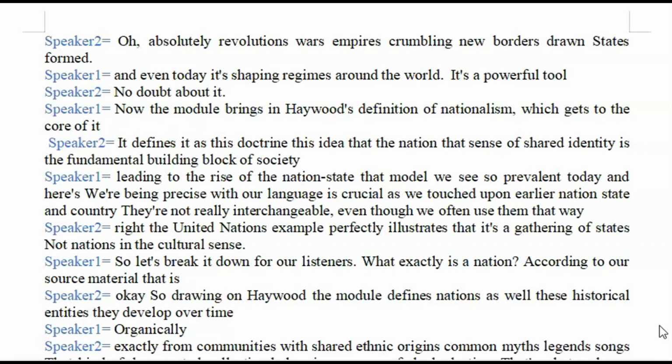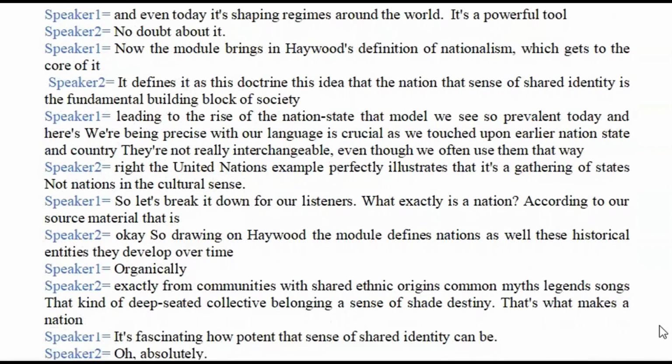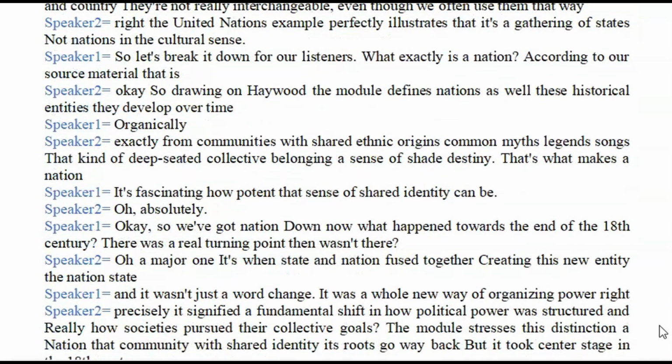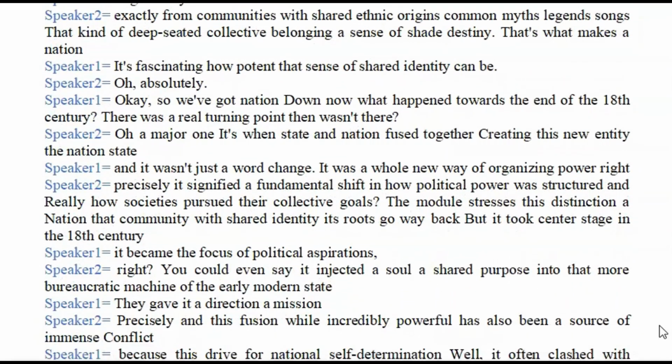So let's break it down for our listeners. What exactly is a nation? According to our source material, that is. Okay, so drawing on Heywood, the module defines nations as these historical entities. They develop over time. Organically. Exactly, from communities with shared ethnic origins, common myths, legends, songs, that kind of deep-seated collective belonging, a sense of shared destiny. That's what makes a nation. It's fascinating how potent that sense of shared identity can be.